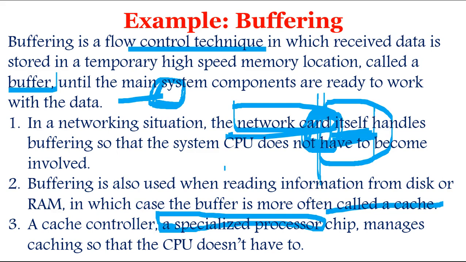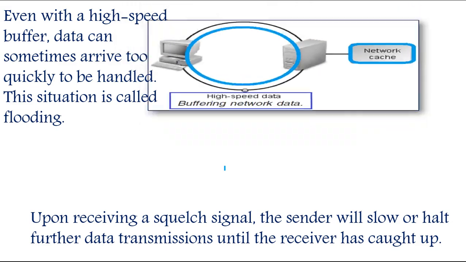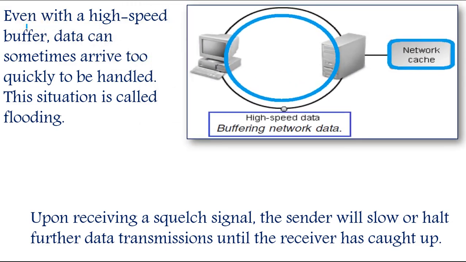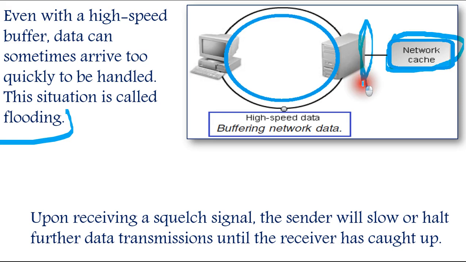Now I will show you something here. You can see, even with a high speed buffer, data can sometimes arrive too quickly to be handled. This situation is also called flooding. So now I will show you an example. This is a LAN card, and here one PC is there. This is known as the network cache. It will handle it, and if you are accessing any data, you can see here high speed data buffering from network data. For example, if this machine is sending data very quickly, this is also known as flooding.